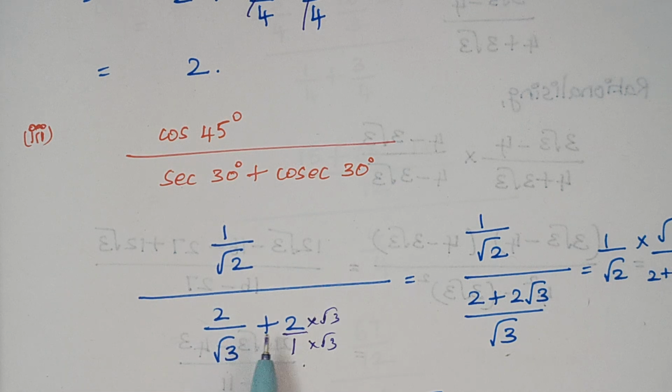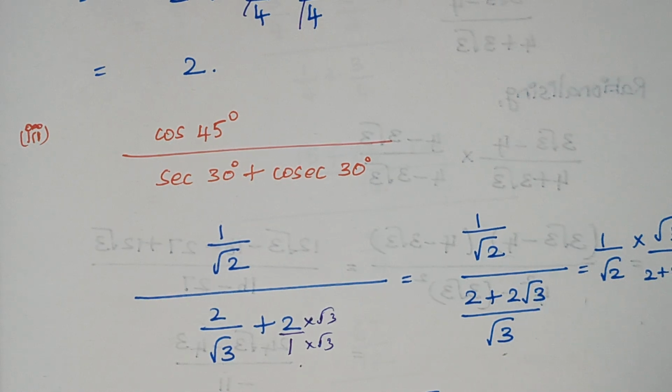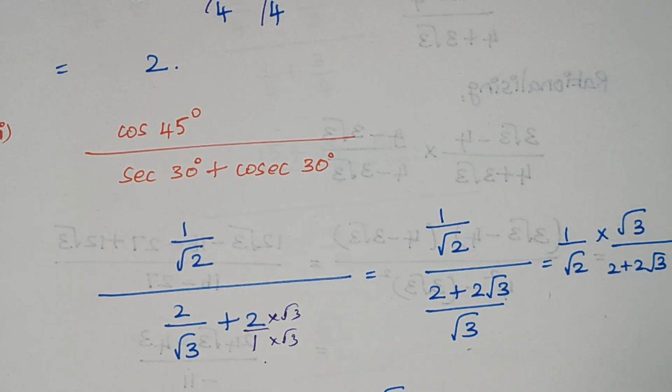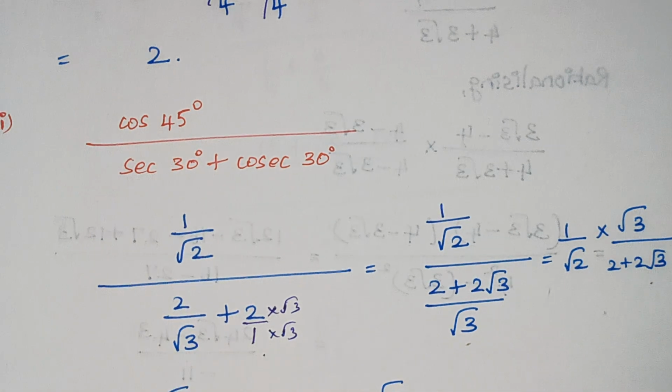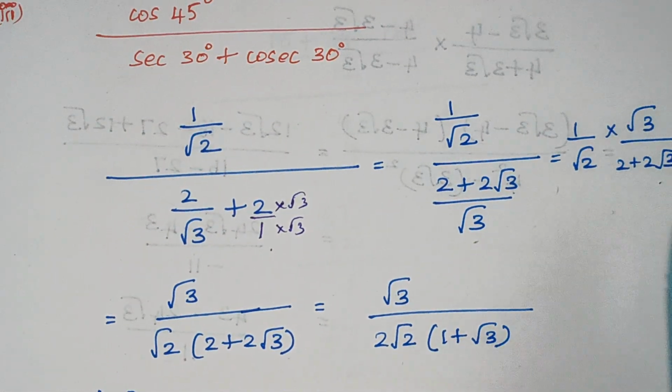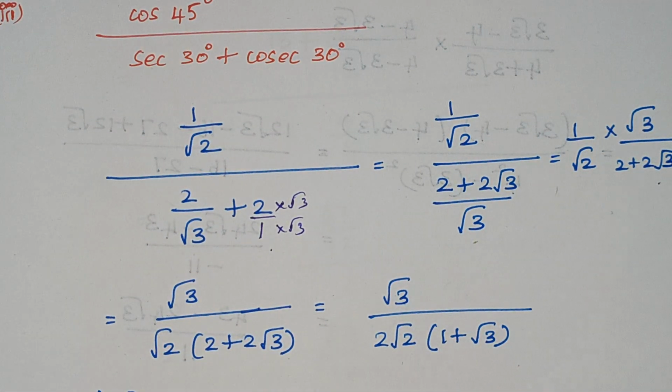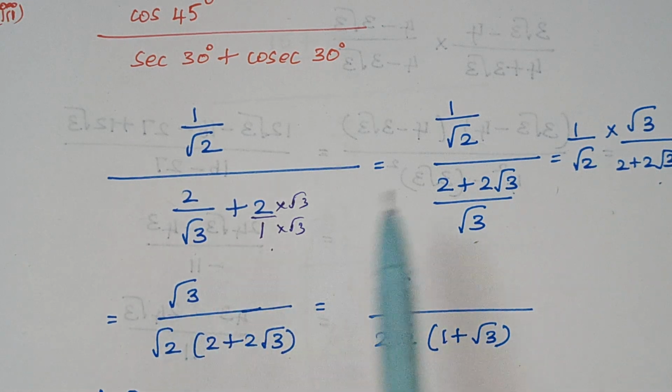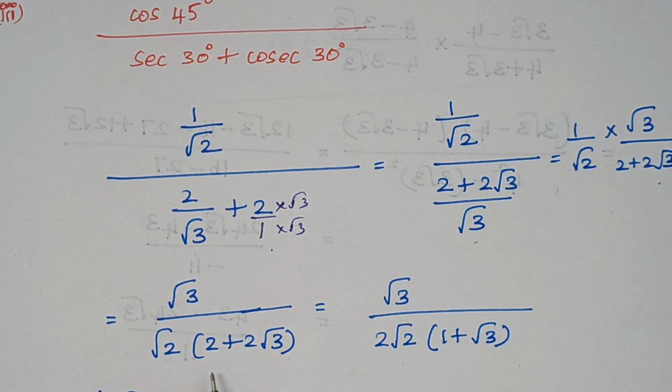So the numerator we can directly add. Therefore 2 plus 2 root 3 divided by root 3, right? Now I am moving this denominator term to the numerator. Therefore, it will appear as a reciprocal. So here it is root 3 divided by 2 plus 2 root 3. Again, when you write these two parts together, 1 into root 3 is root 3, and root 2 gets multiplied by 2 plus 2 root 3.